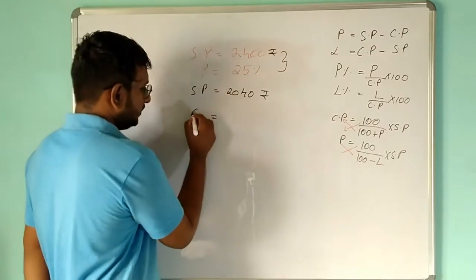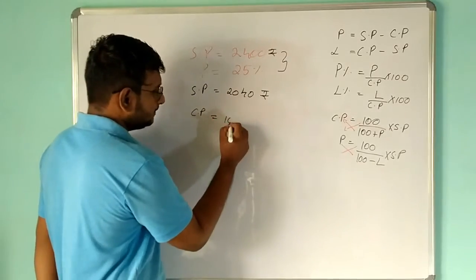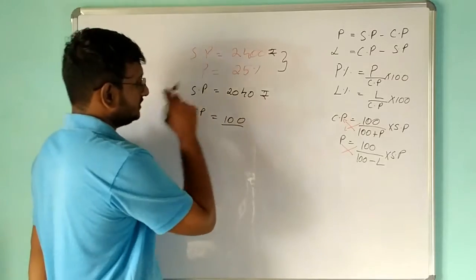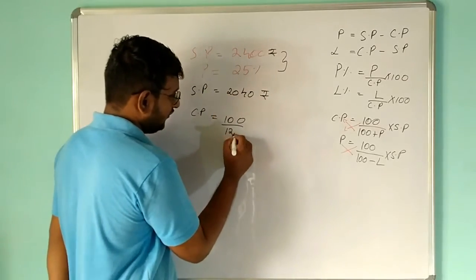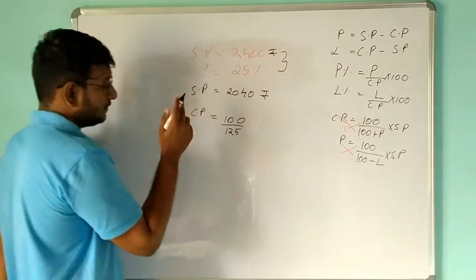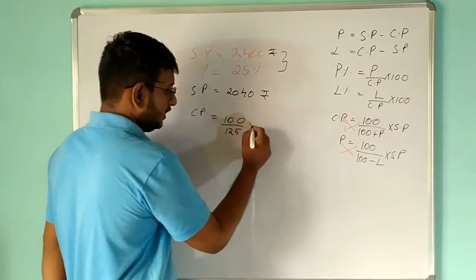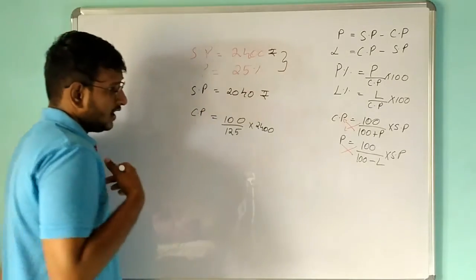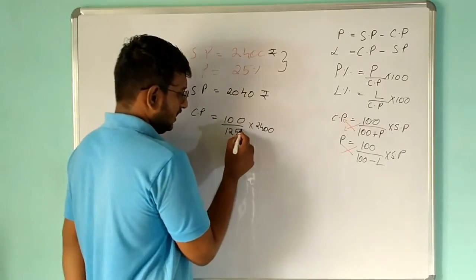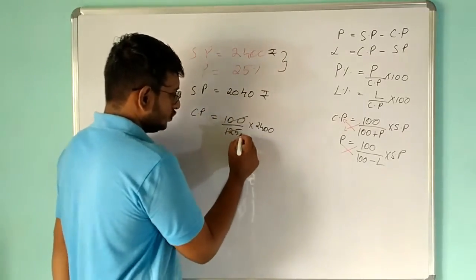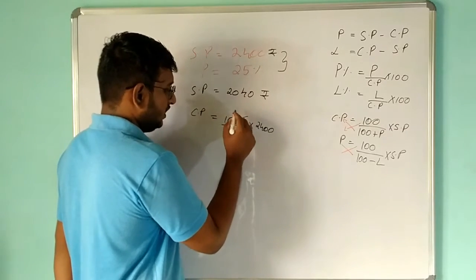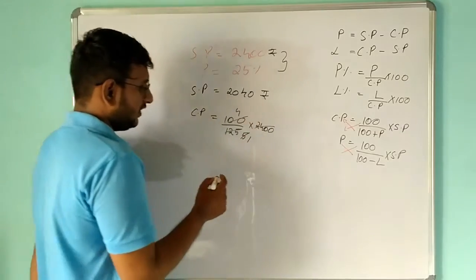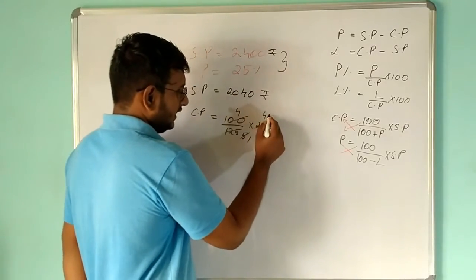Cost price is equal to 100 divided by 100 plus P, that is 100 plus 25, 125, then into SP. SP is equal to 2400. So I can divide this by 25 table. 25 5s are 25, 25 4s are 100, then 5 1s are 5, then I can cancel this by 5 table. So I will get 480.